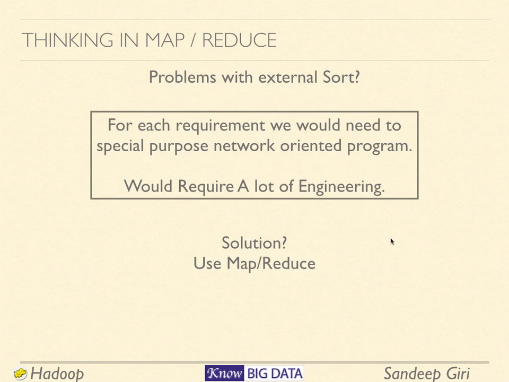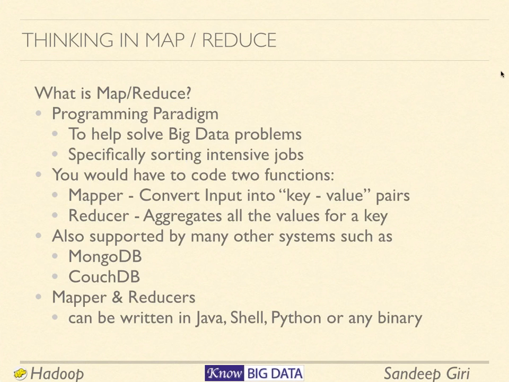So there were two problems with the external sort. First, it required a lot of engineering. Second, every time we have to do the job, we had to scan the data, slice it, and send the chunks across the network. What if we could just use the data already sliced by HDFS into chunks? That is where MapReduce comes into play. And how do you do that?